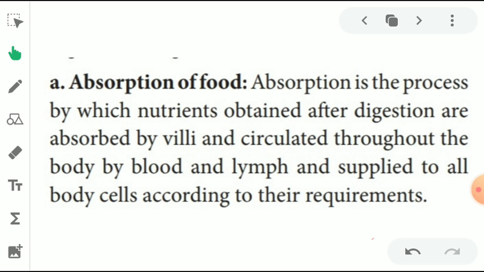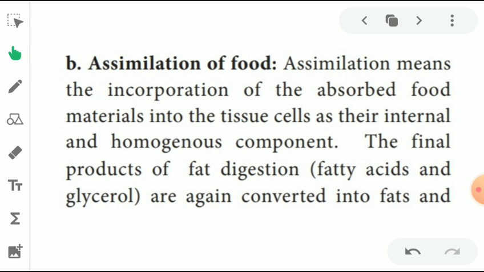Next, assimilation. Assimilation means incorporation of absorbed food material. The food is absorbed by the villi, that is, the absorbed food is supplied to the tissue. The tissue cells have their internal homogeneous component. The material is merged with the cell.